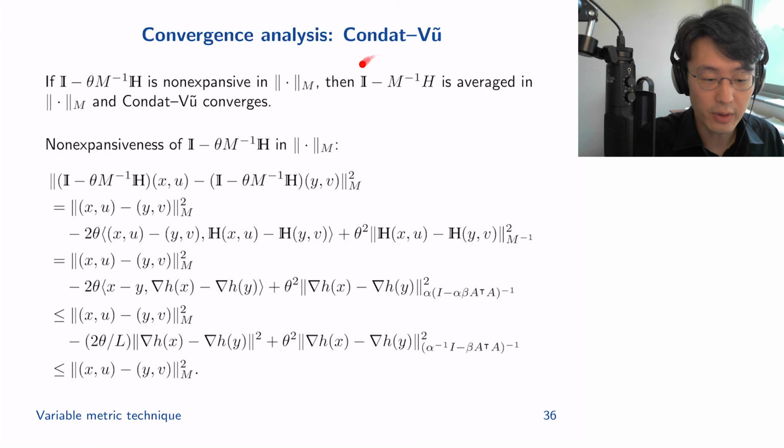And if the forward step operator is an averaged operator, then the forward-backward splitting iteration converges, and therefore the equivalent Condat-Vu method also converges. So let's show that this operator is non-expansive.